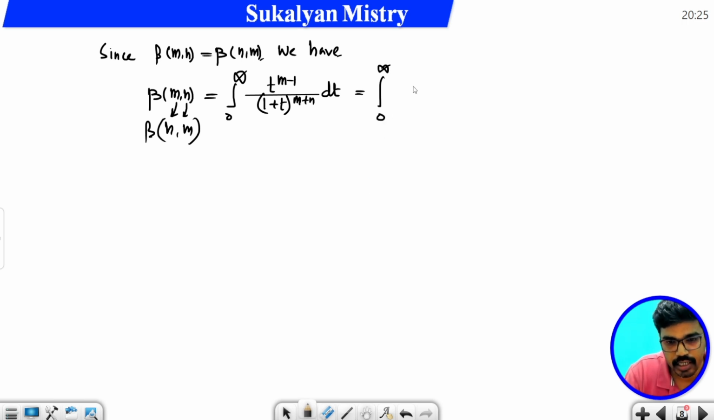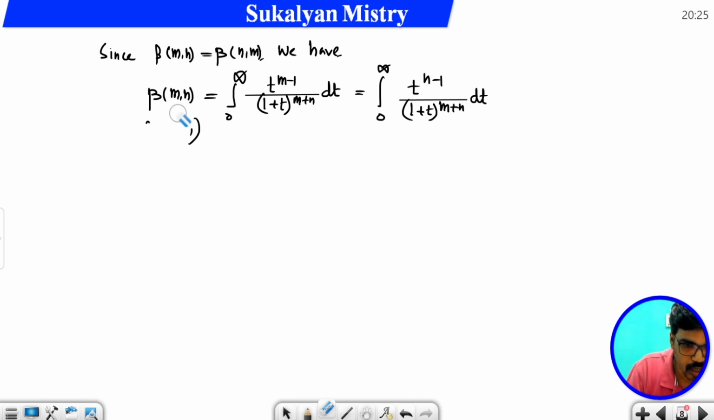t to the power n minus 1 divided by 1 plus t to the power n plus n, right? n plus n or m plus n, the thing is the same. Okay, so we can write this. So beta mn is equal to this, beta mn is equal to also this. So therefore, let's see, beta mn is this, also beta mn is this.